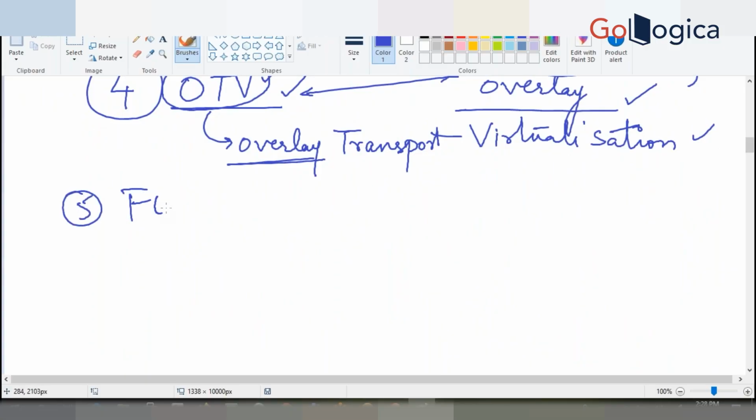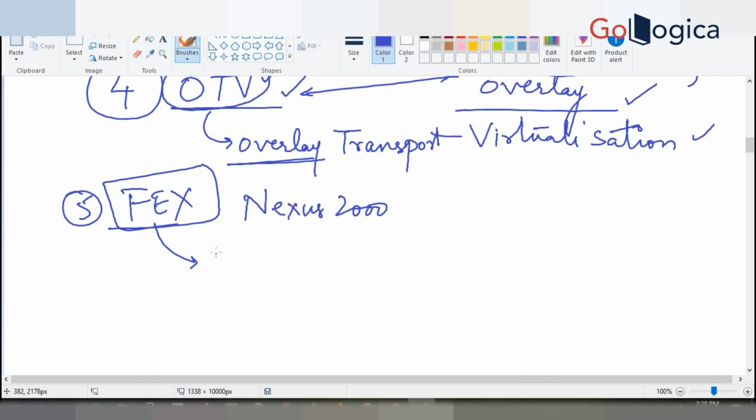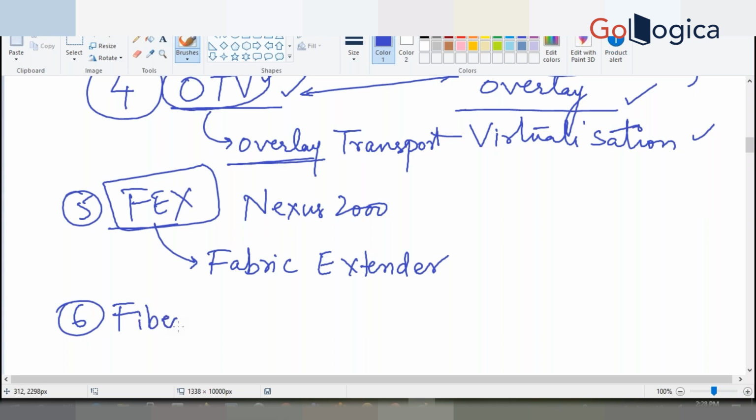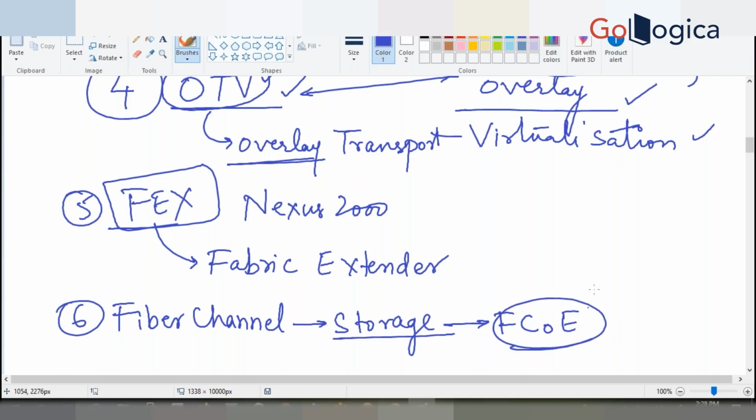Fifth, FEX, fabric extender, which is your Nexus 2000 series. We are going to talk about what it is, how it gets integrated with the 7000, with the 5000, and what the configuration for it is. And I'm going to talk about fiber channel, which is the storage part. This is incorporated as FCoE, fiber channel over Ethernet.